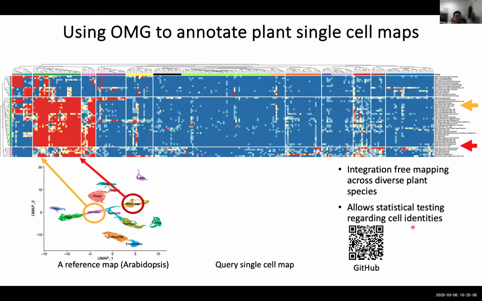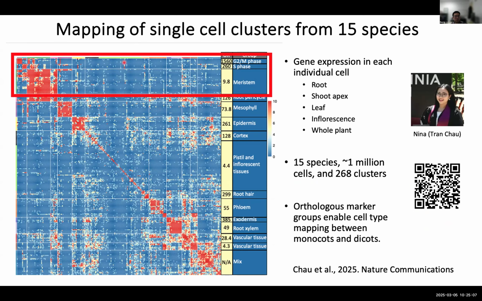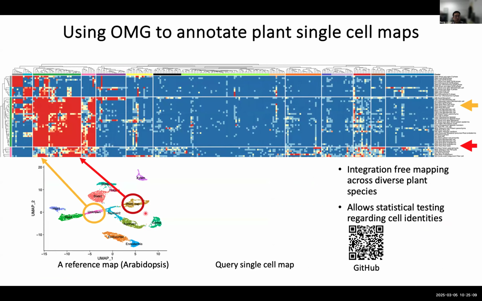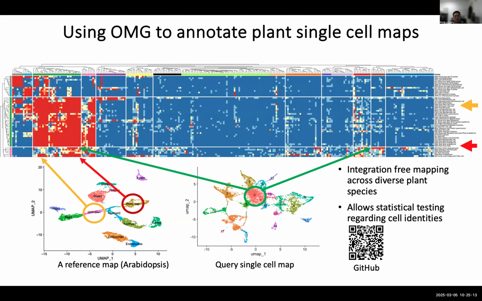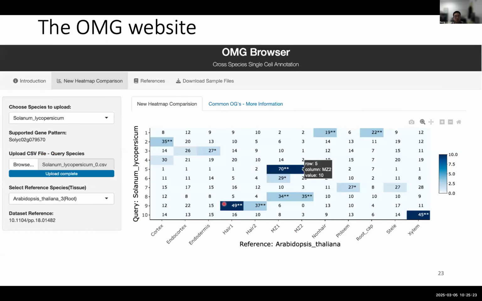With that, how do we use this? Focus on the top portion. If you have a reference map, we already integrate into this 15 species map, and you have a query cell map, you don't know what the cluster is, you just do the statistical test, and it will put it on the map and tell you what are the most likely clusters based on the marker overlapping. And this is how you do it.